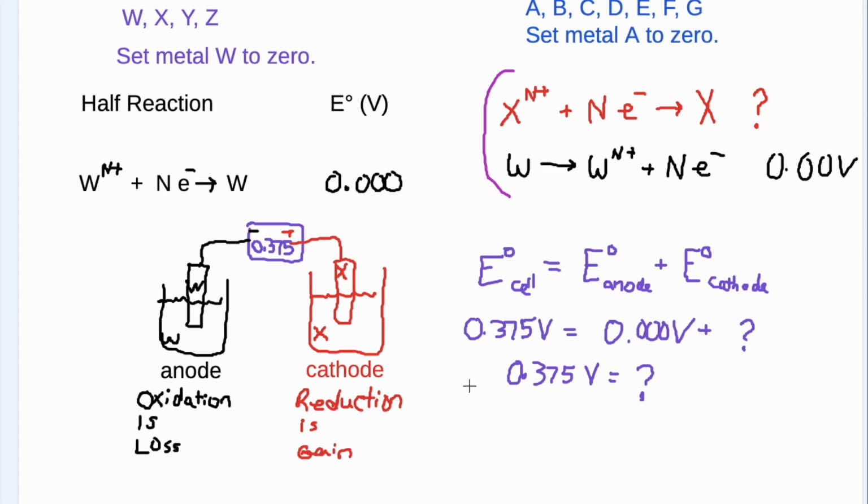So then we have a positive 0.375 volts as our question mark. Since that is a higher value than 0, then in our table, this reduction will go above the W. X is going to go above W. So here we have the half reaction of X with a +N charge, getting N electrons added to it and becoming solid X metal. And that would have a potential of 0.375 volts for that half reaction.